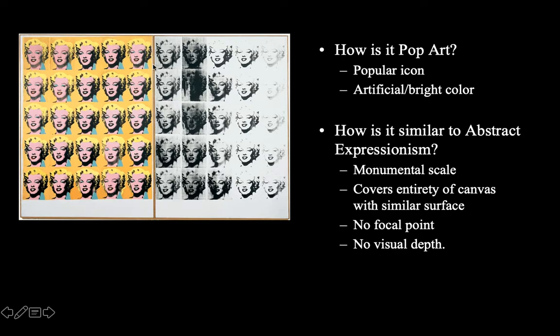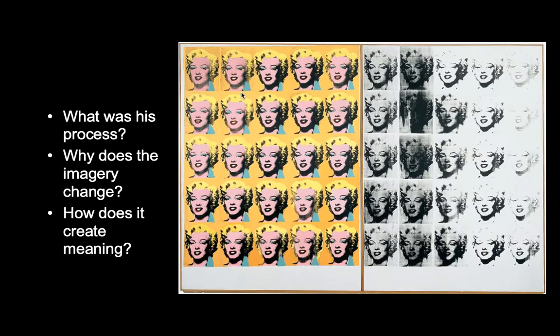Now, this one does have some elements of abstract expressionism as well. It is a monumental size, so it's a rather large painting. It pretty much has all of the imagery covering the entire surface. It really lacks a focal point and doesn't have a lot of visual depth. So he's learning and changing the style of abstract expressionists and deriving it from popular culture, right?